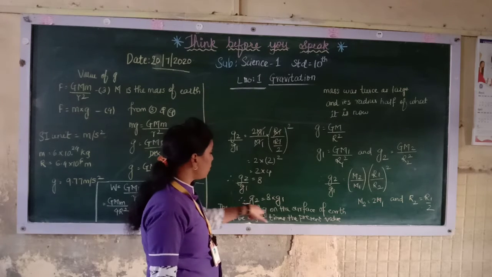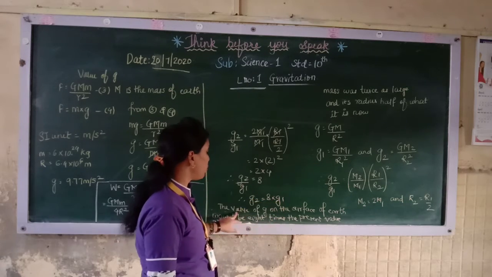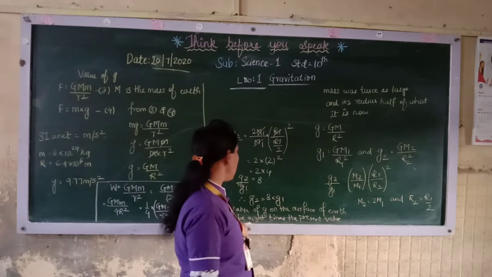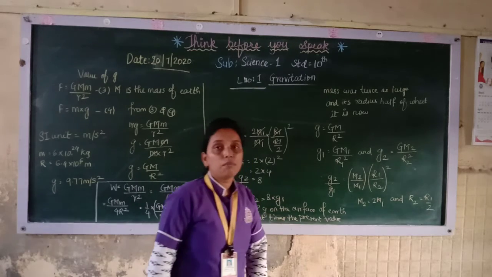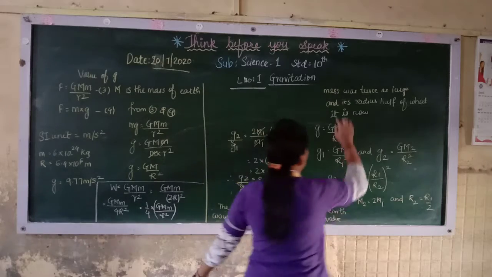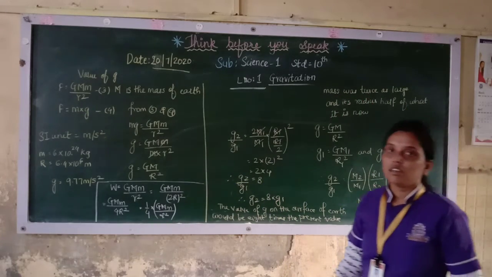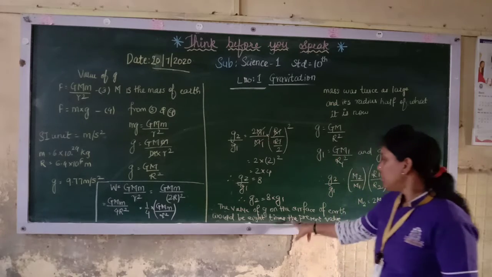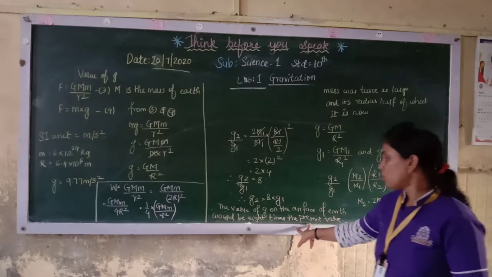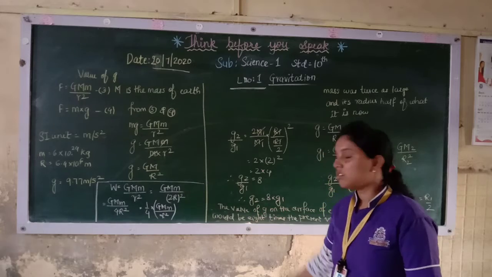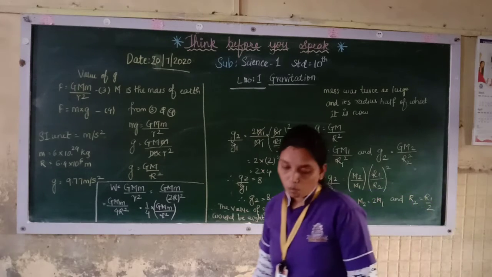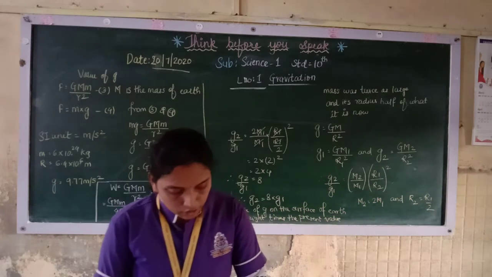So G2 is how much? 8 times G1. Therefore the value of G on the surface of the earth will be 8 times the present value when the mass was twice as large and the radius is half of what it is now. So that time the value of G on the surface of the earth would be 8 times. See, this G2 is equal to 8 into G1.